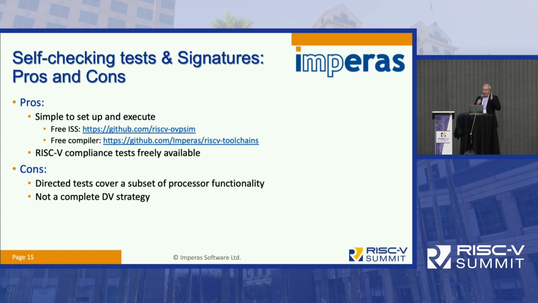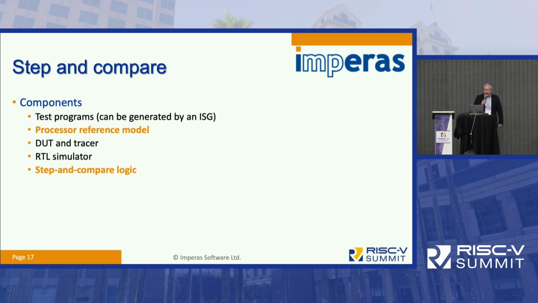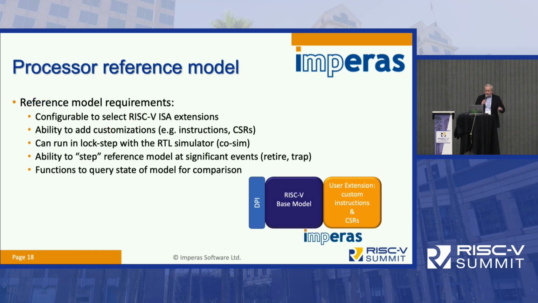Because you're only strobing data at very specific points, you may miss the interleaving of instructions as they execute up to those points. So let's take a look at step and compare. For step and compare, there are two important additions that we need here. One is the processor reference model, the other is the step and compare logic. Now, for the processor model, I haven't spoken much about this, but as you all know, RISC-V is highly configurable. You have quite a wide range of standard extensions as part of the definition of the processor. In addition to that, you have custom extensions as well.